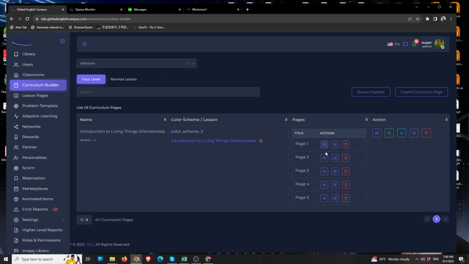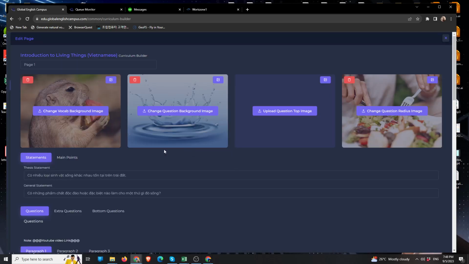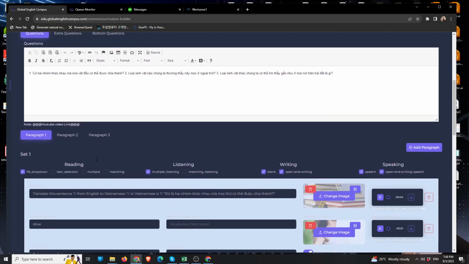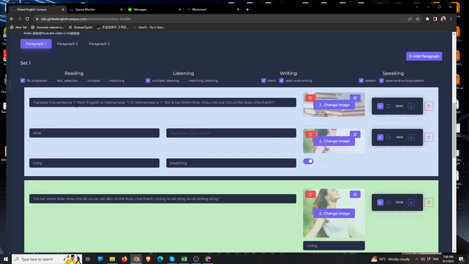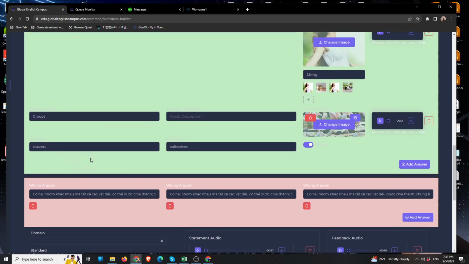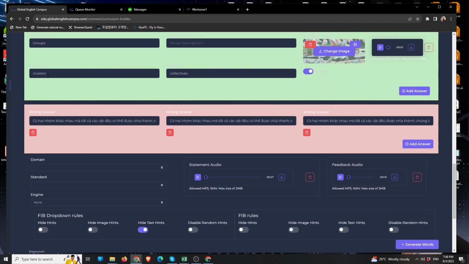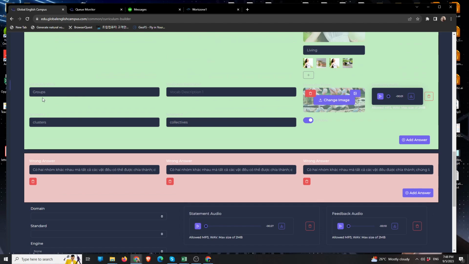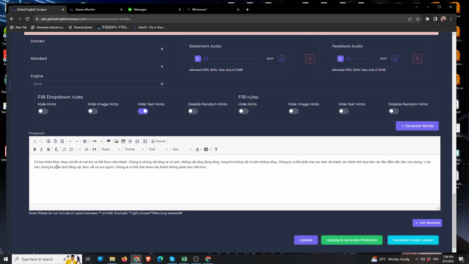But so if I go into the editor here, we'll find out that translate this sentence. We don't need this, right? We can delete that. So there's going to be some need to come in here and do some editing. It did not translate the vocabulary words. This all looks fine, but I want to update and generate problems.